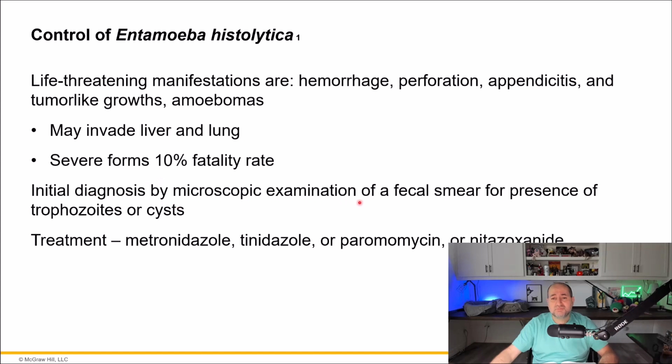Remember, how do you diagnose this disease? You take a stool sample or a fecal smear. The presence of either trophozoites or cysts in this smear is indicative of having that amoeba. Treatment includes these anti-protozoal medications listed here.